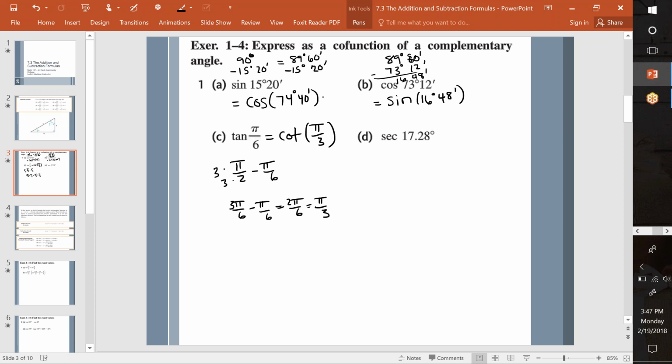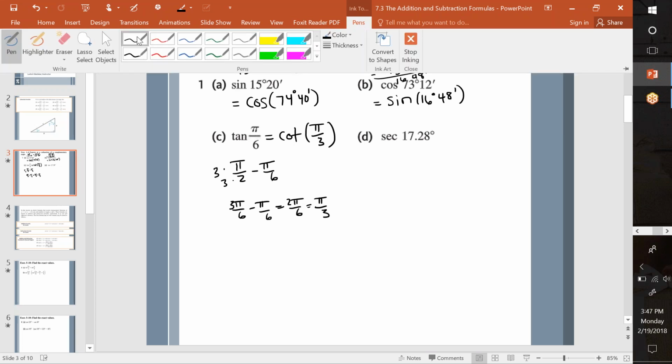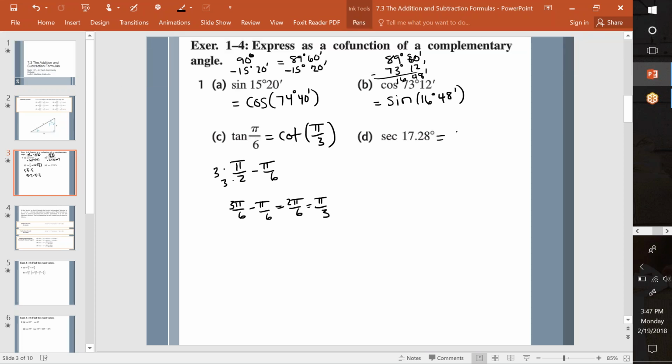Then the last one is secant, which would have cosecant. And this is in degrees again, so we would do 90 degrees minus 17.28 degrees. Now notice we don't need to make this minutes because this is in decimal form. So we just need to think of this as borrowing. So this is 8, 9, 9, and 10. So this will be 2, 7, 2, and 7, so 72.72 degrees. So that's how you work out the cofunctions of complementary angles.